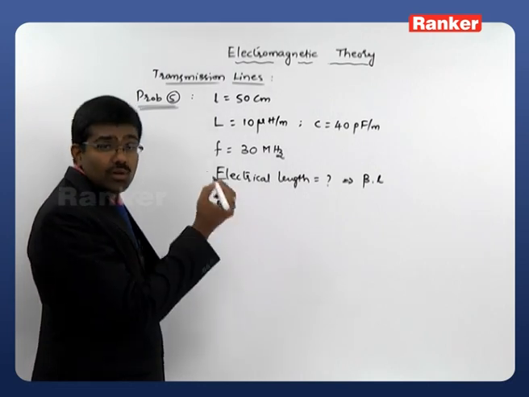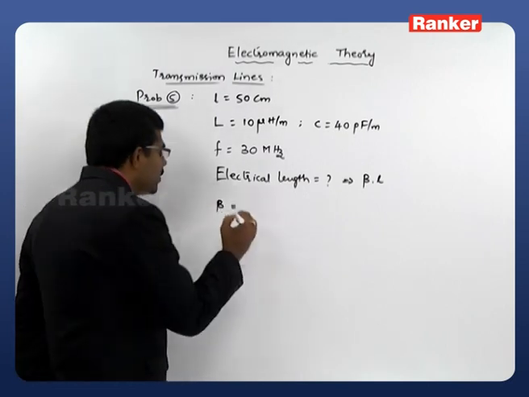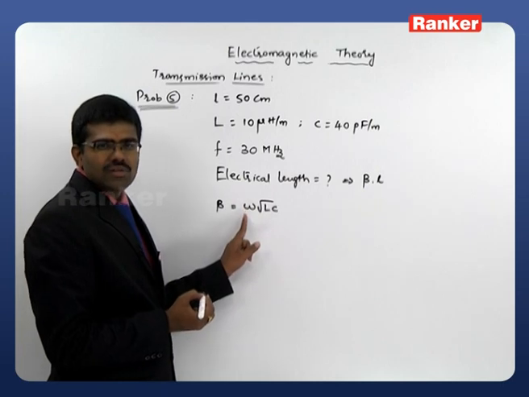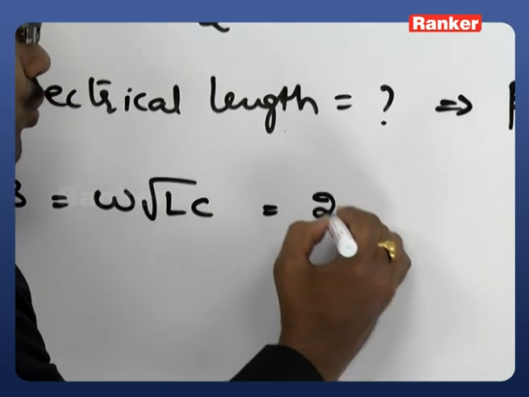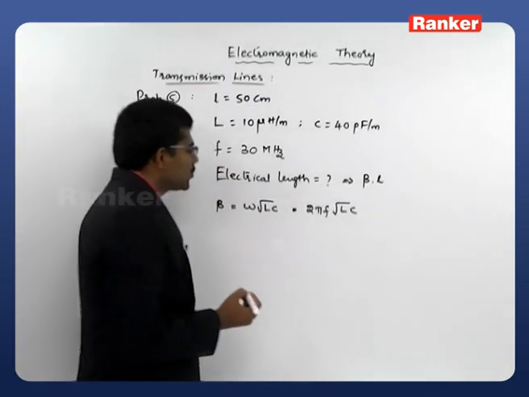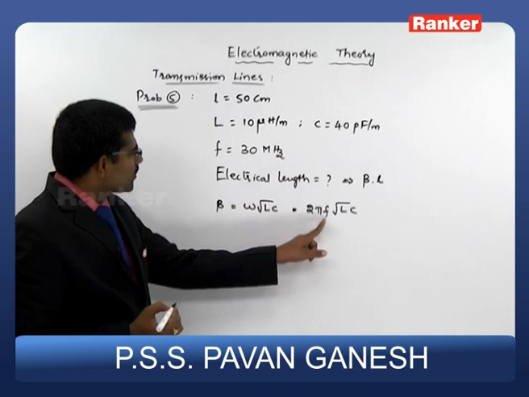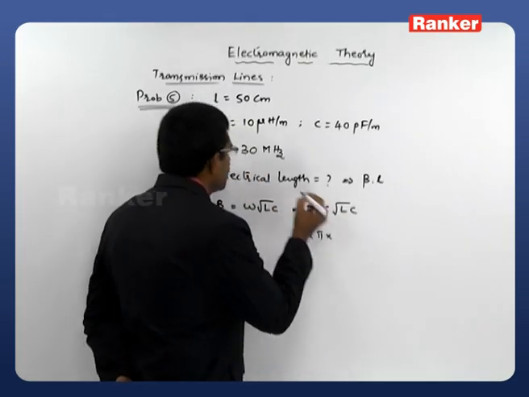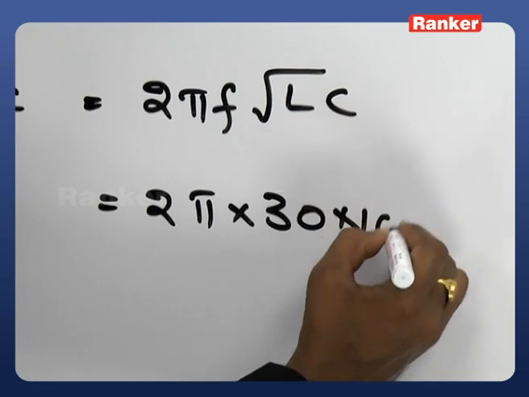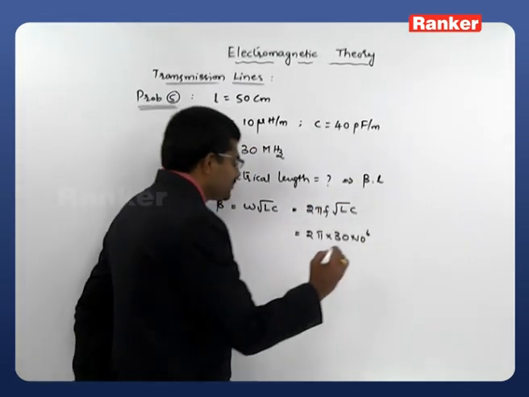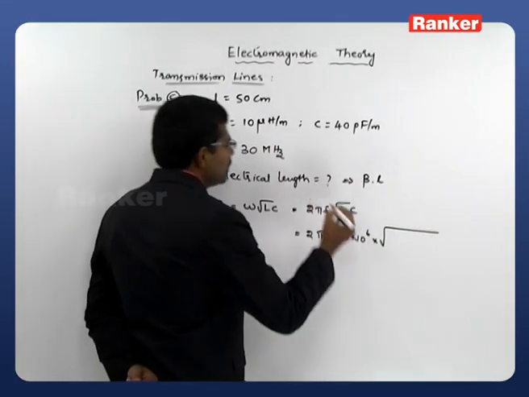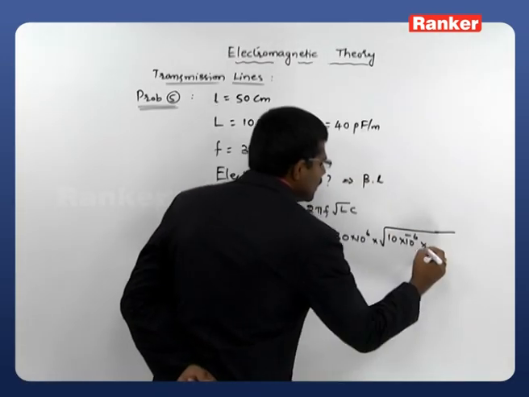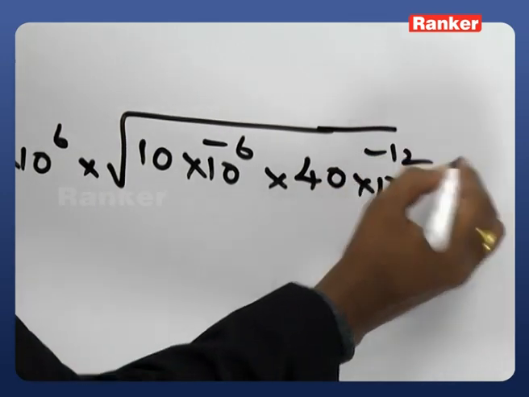Now what is beta for any transmission line? Whether it is a lossless line or a distortionless line, beta is equal to omega root LC, where omega is the angular frequency of that line, equal to 2 pi f. So f is the operating frequency. Now we just substitute frequency, L and C: beta equals 2 pi into 30 mega, which is 30 into 10 power 6, and under root LC, L is 10 into 10 power minus 6, since micro stands for minus 6, and C is 40 pico, 40 into 10 power minus 12.